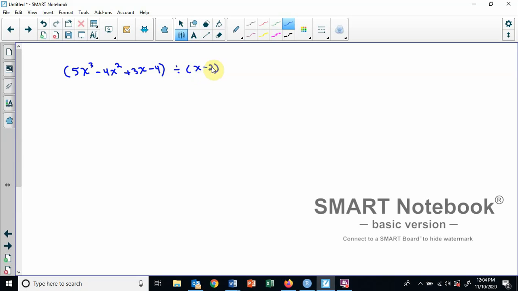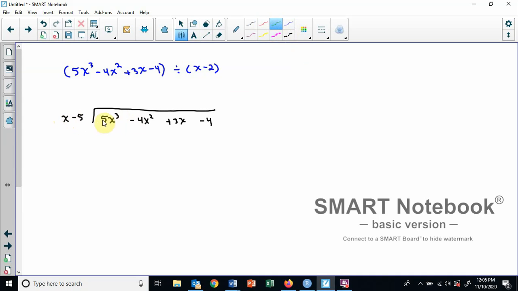So we're going with a pretty simple divisor this time. Let's see if I can write it all ready for long division here. 5x to the third minus 4x squared plus 3x minus 4. Okay, so there we go. So now we're just going to go about doing our division.